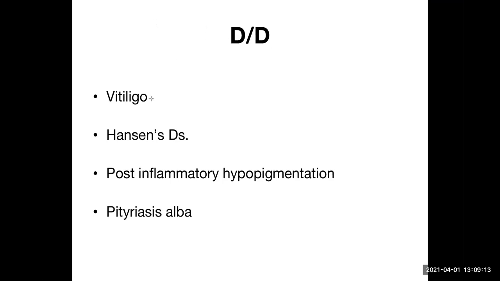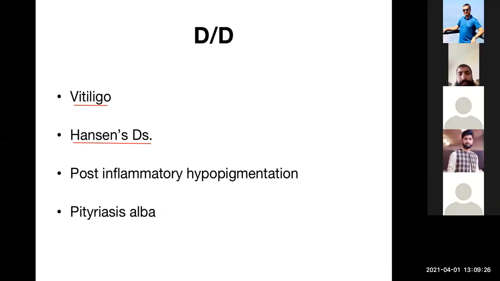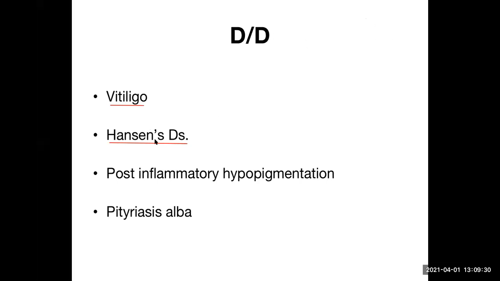One is vitiligo. Just now we discussed that. Another is Hansen's disease. What is Hansen's disease? What is another name? Leprosy. Exactly. Yes. Hansen's disease is called leprosy. Okay, it's another name of leprosy.